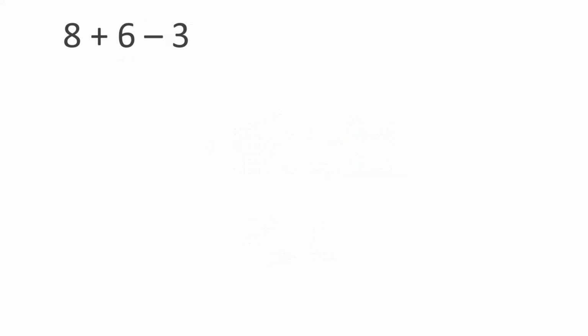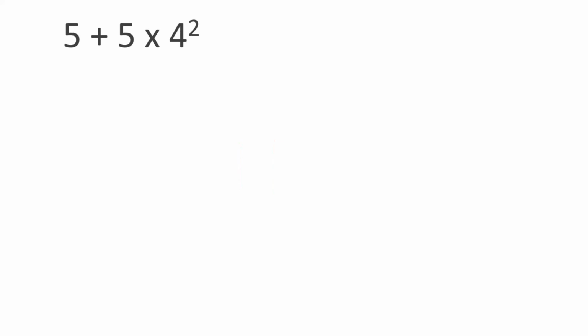8 plus 6 minus 3. Well, no brackets, no orders, no division and multiplication. All we've got is addition and subtraction. They're done at the same time, just moving left to right. 8 plus 6 gives us 14, and then we can take 3 away from that and come out with our answer of 11.